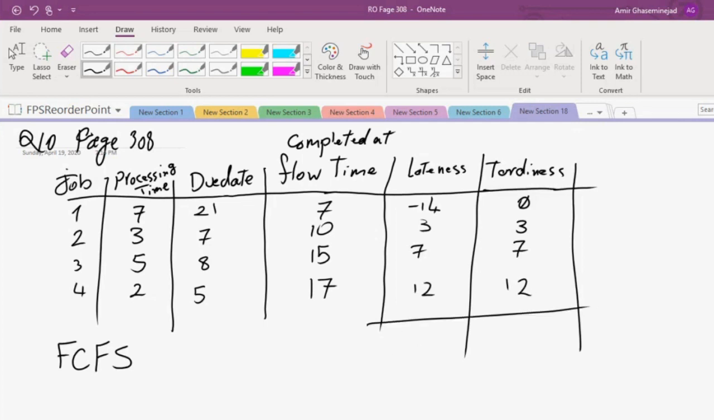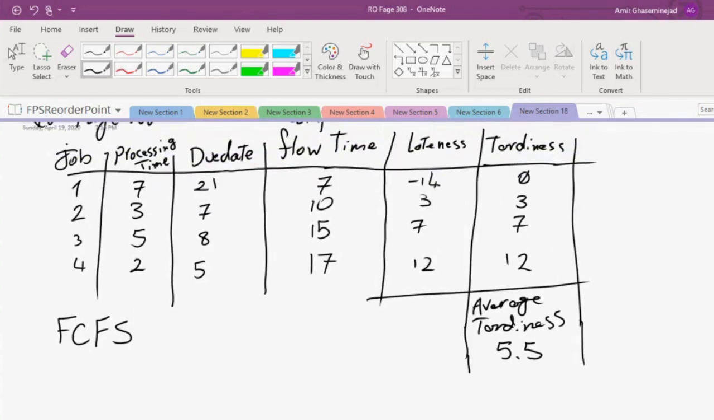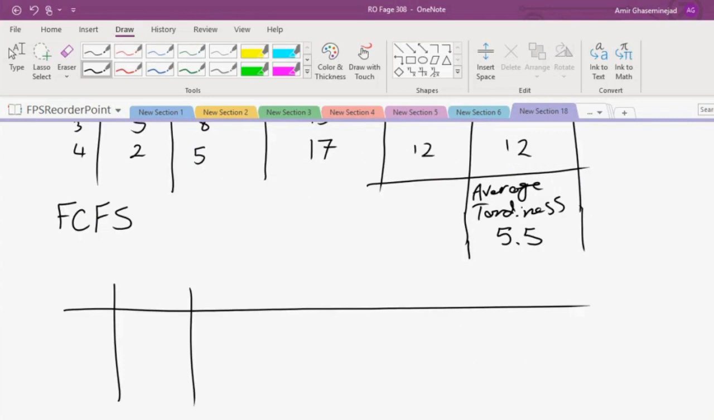And our measure is the average tardiness. This is the best measure if you are a customer-oriented or customer-facing business. So the average of these would be 22 divided by 4, which is 5.5. That tells the operations manager that if we follow that strategy, the average experience of the customer would be 5.5 tardiness. And then we will do the same thing for the other strategies as well.